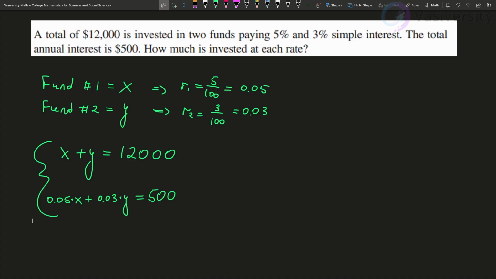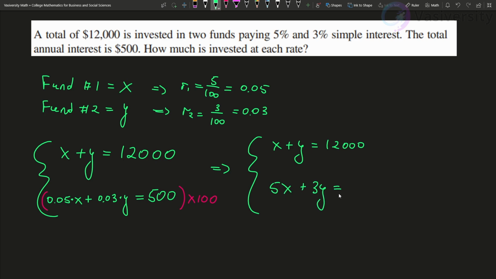Okay. So now what we want to do is, well, the second equation isn't nice, right? We can still modify it, as long as we do everything from one side to the other side. So what we can do is multiply it by 100. Let's do that. So the top equation is still going to be x plus y is equal to 12,000. But the second equation is going to be 5x plus 3y is equal to 100 times 500, which is 50,000.